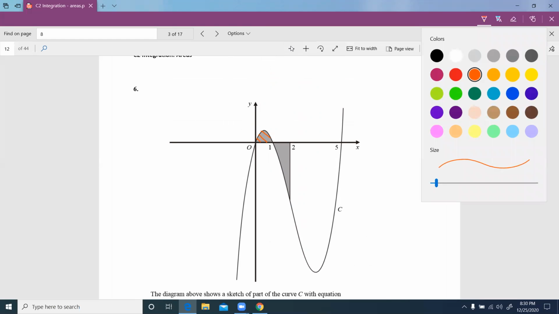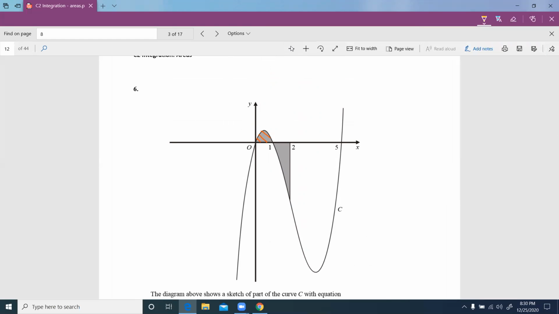If you do this integration for this region, you get a negative answer for that. When you are doing this integration, from the previous sessions we knew that in this area you get a negative answer for this. So therefore, you cannot find the area over here. You cannot integrate from 0 to 2 straightforwardly.